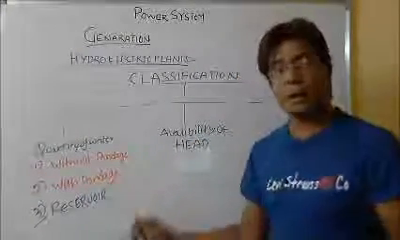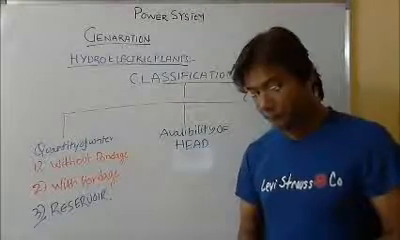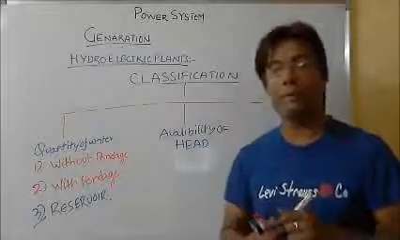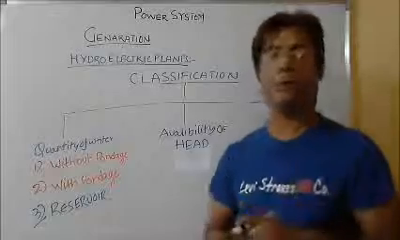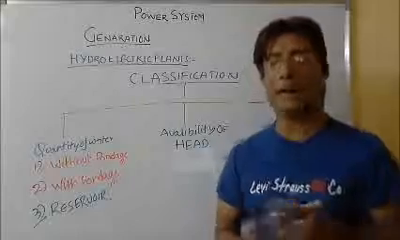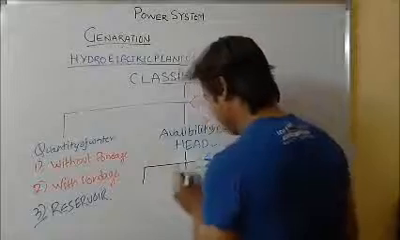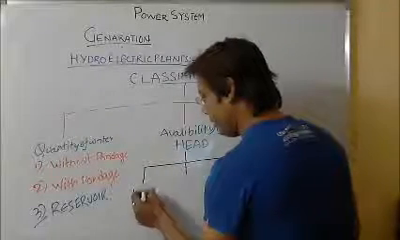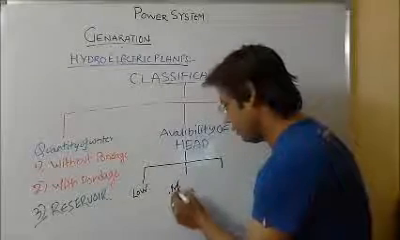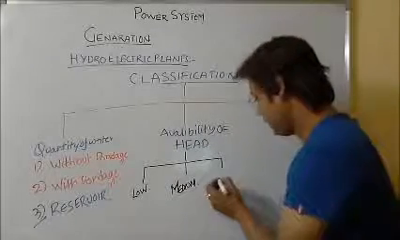We have seen how much head is important when we are talking about the production of power. On the basis of availability of head, we can have three different arrangements. One is the low head plants, another is called the medium head plants, and lastly the high head plants.